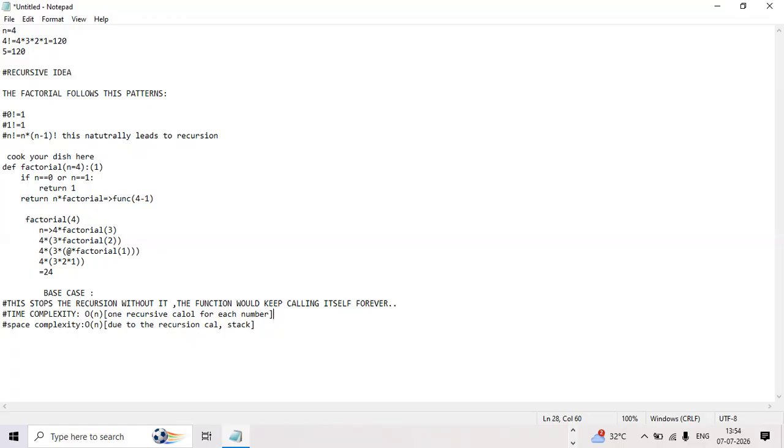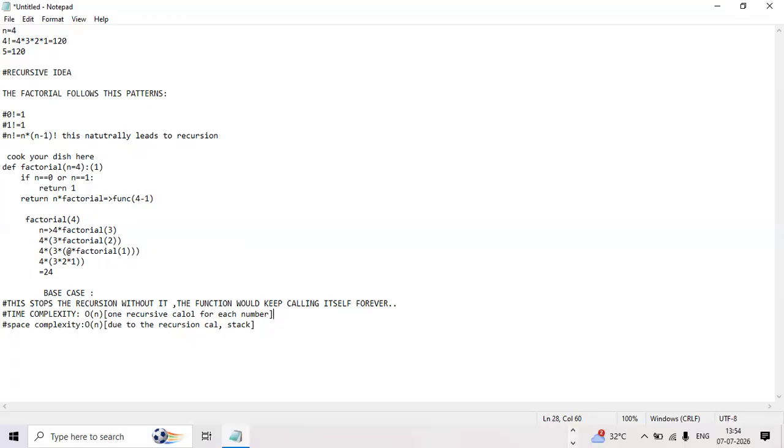Because see, the factorial of 0 is 1 and of 1 is also 1. So if it reaches the condition of 1 or 0, that means you have to stop there. You have to stop this condition. If you are not stopping the condition, your loop will just move again and again.